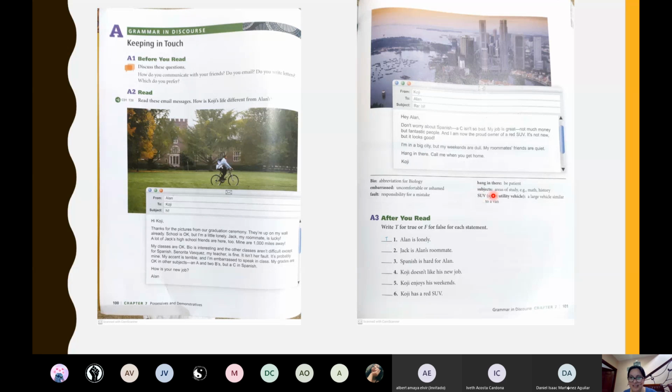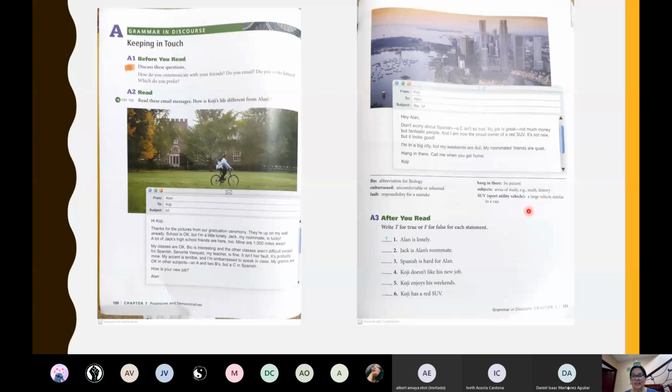Then we have subjects. Subjects are the areas of a study, for example, math, history, biology, language. So in college, how many subjects do you have? Are all the classes that you receive? Computer, math, Spanish, social studies, language, history, and so on. And a SUV means sport utility vehicle. It's a very large vehicle that is very similar to a van. Do you know which one are the vans, right? So a SUV is very similar to a van.